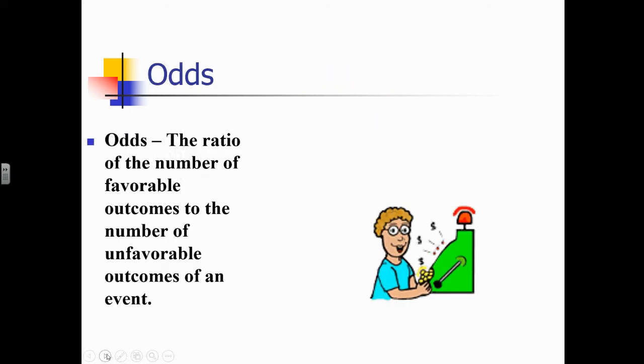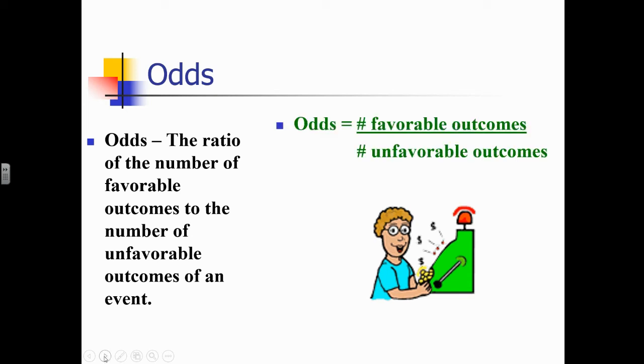Okay. Now, odds is something a little bit different. You often talk about odds if you are in the gambling world or something like that. Odds is a ratio of the number of favorable outcomes to the number of unfavorable outcomes. It's still a ratio, but this one's a little bit different.